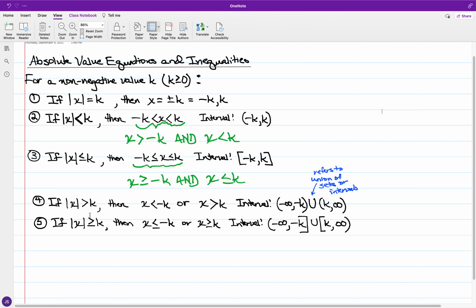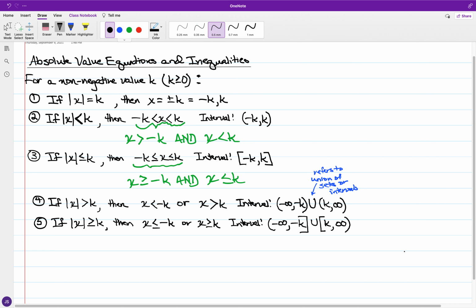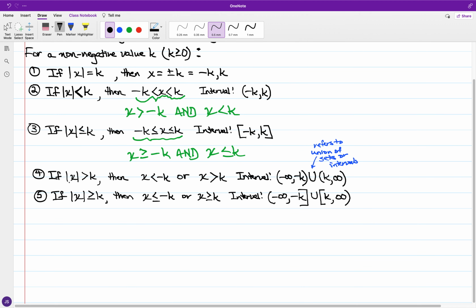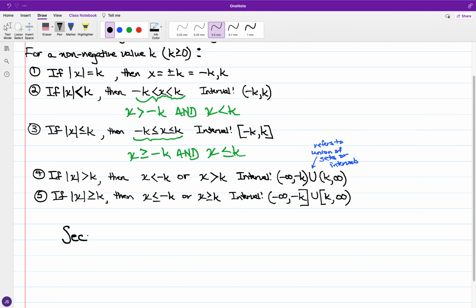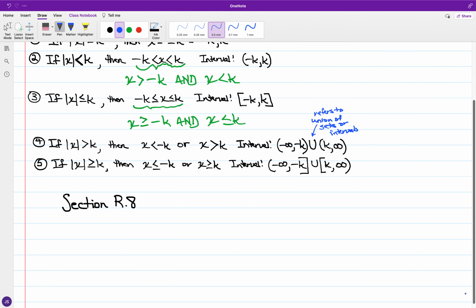And touching upon the linking words that we have, or as well as and, from section R8, this deals with the terms or and and. Whenever you're looking at inequality statements that are combined by the word and, you're looking at what is shared between the inequalities.